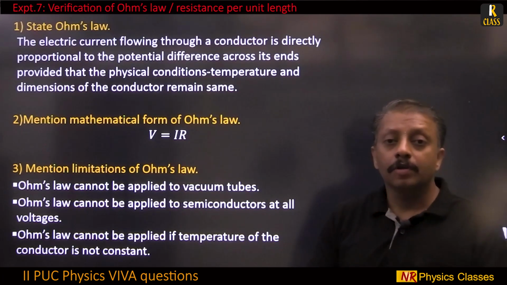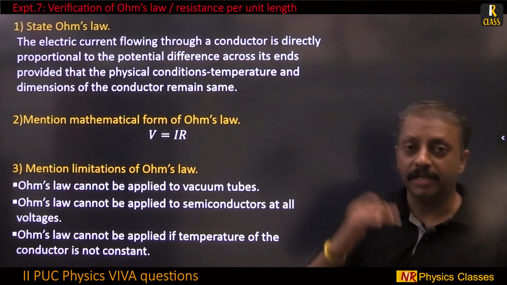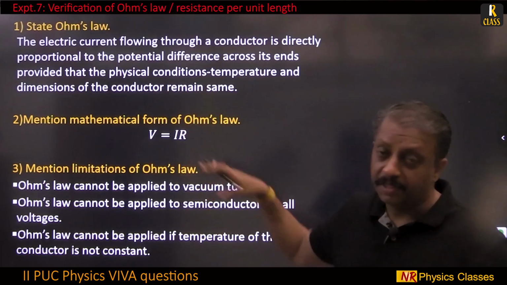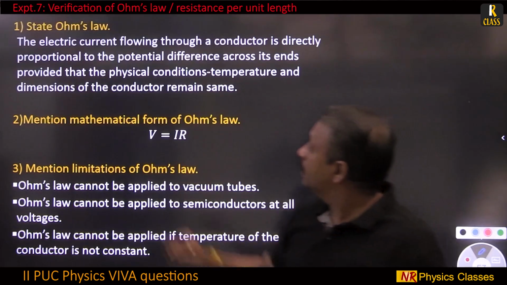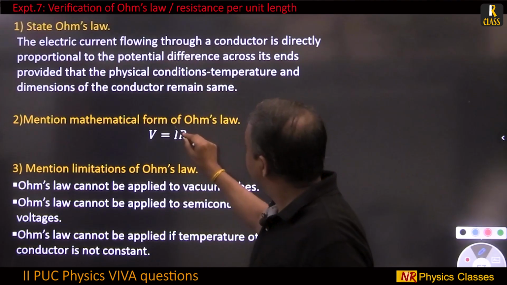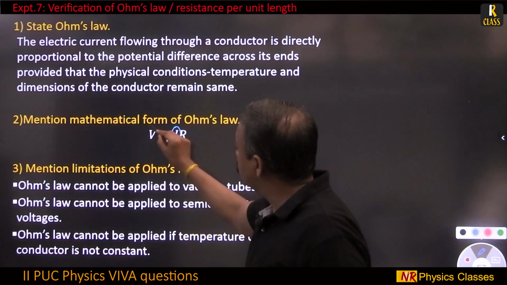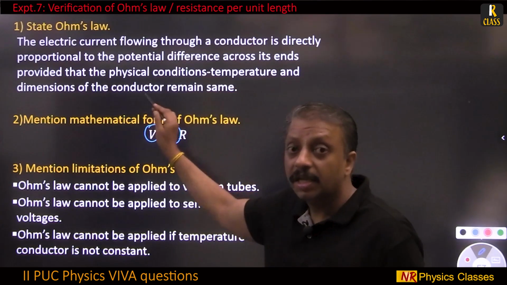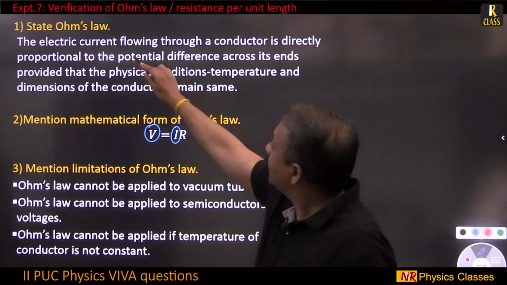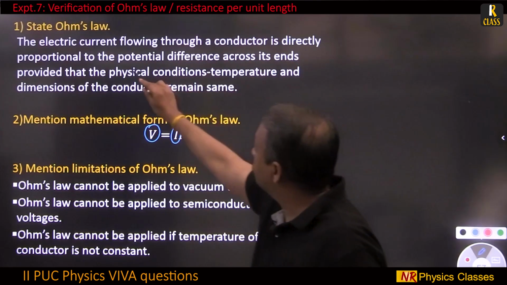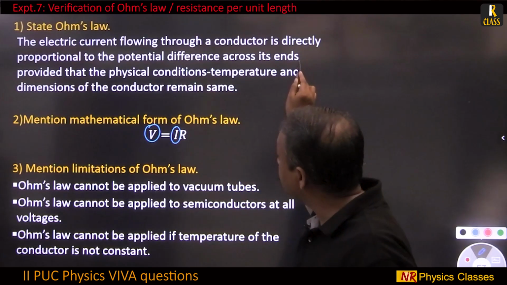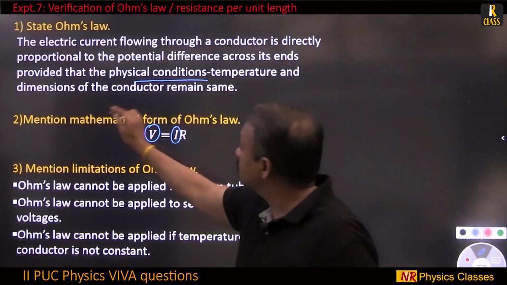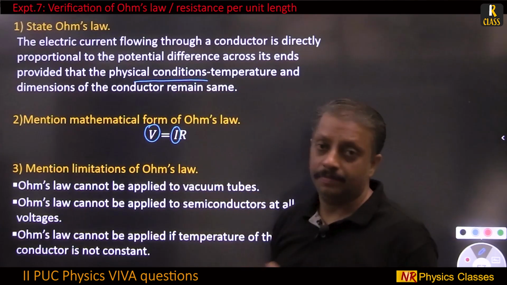Verification of Ohm's law or resistance per unit length. State Ohm's law. This is a standard question in this experiment. Ohm's law statement: electric current flowing through a conductor is directly proportional to the potential difference across its ends, provided physical conditions, temperature and dimensions of the conductor remain the same.